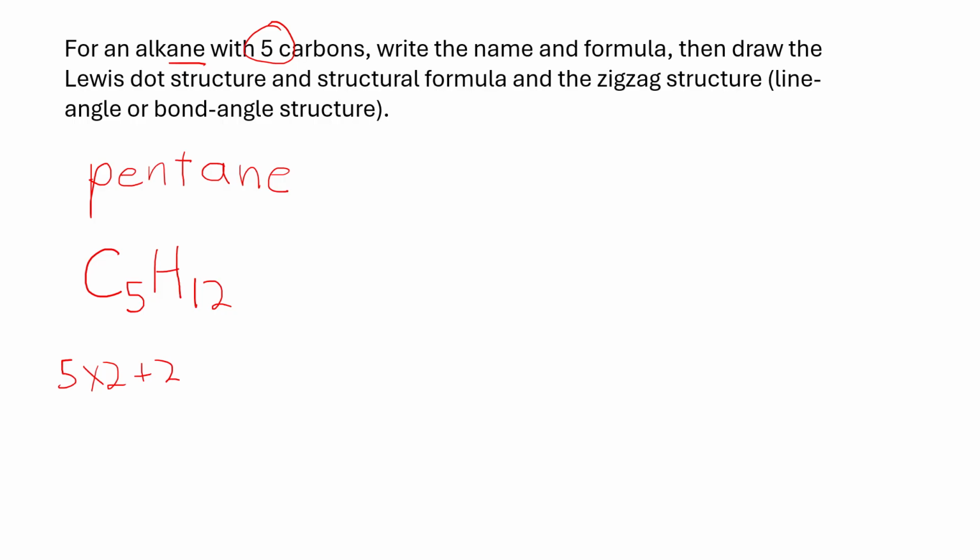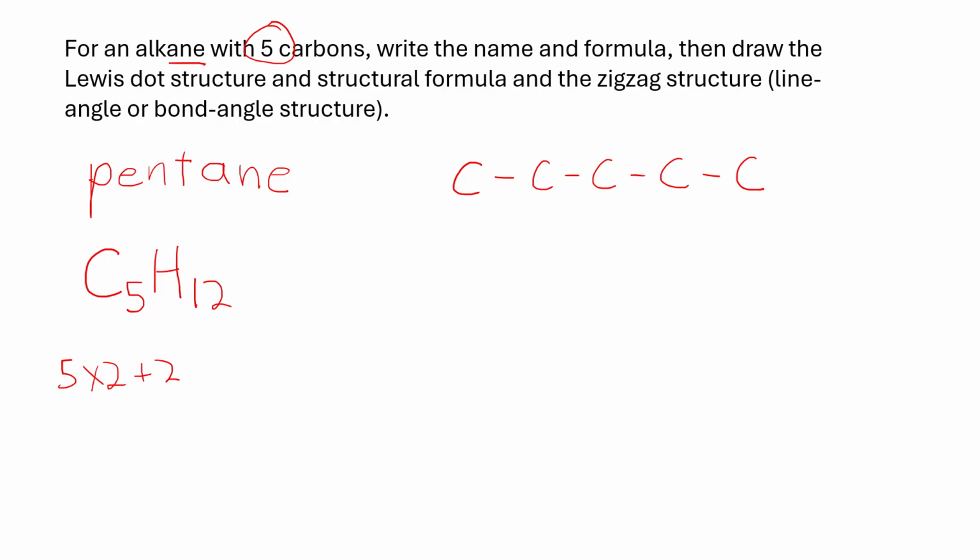To draw the Lewis dot structure, the backbone of this molecule is a chain of 5 carbon atoms. So start by drawing that chain. 1, 2, 3, 4, 5. It's understood that every carbon wants a total of 4 bonds. So we add to the structure enough hydrogens to give each carbon 4 bonds.